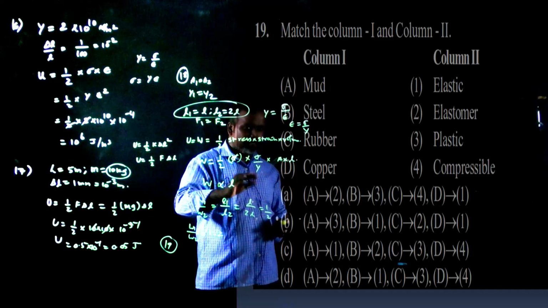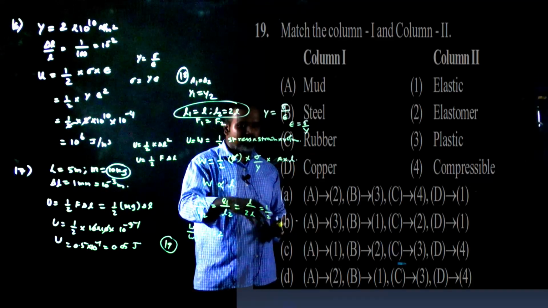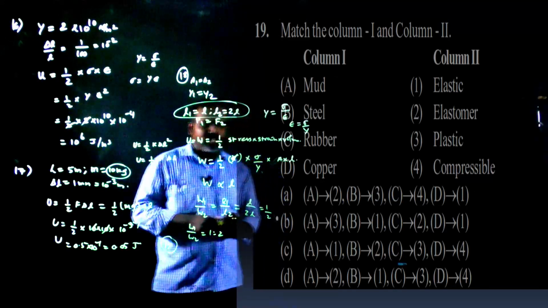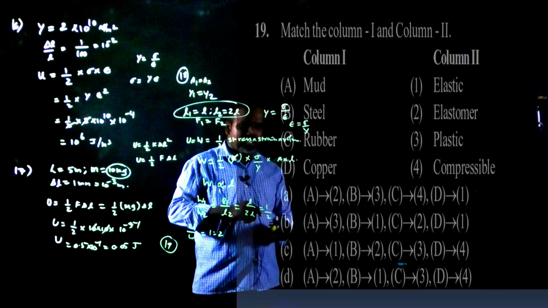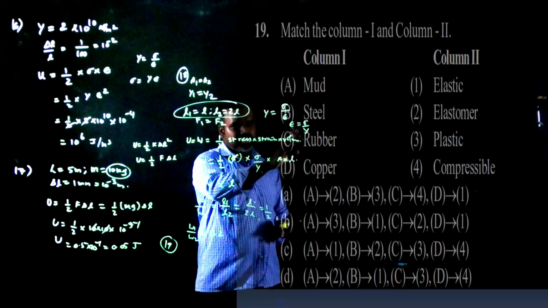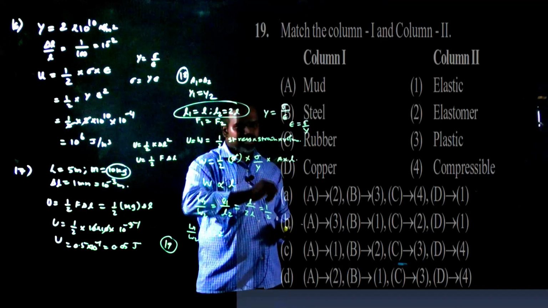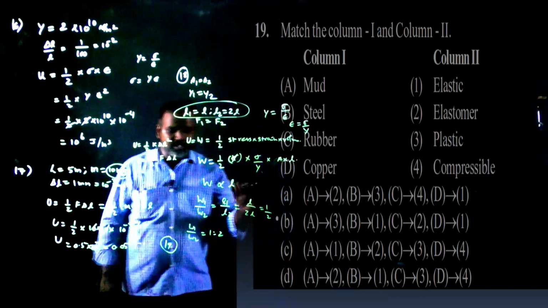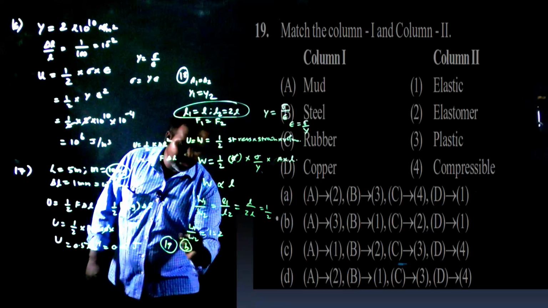So obviously in match the following cases, we can omit the unwanted options by checking the specific data. Therefore mud is a plastic material. And the second one is B. Steel is elastic, since it is a highly elastic material, and rubber is an elastomer. The copper is obviously a compressor. Therefore for 19, the answer will be B.